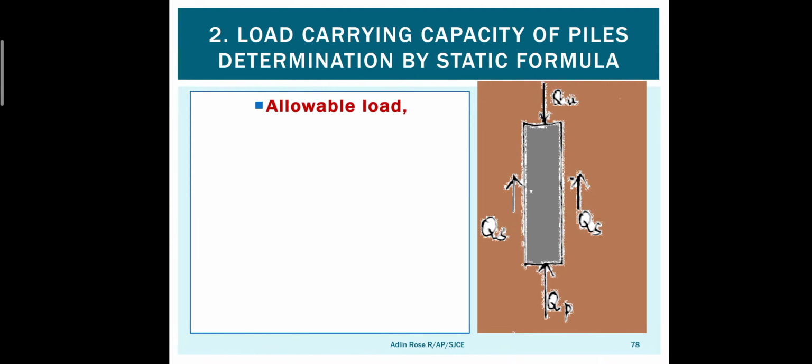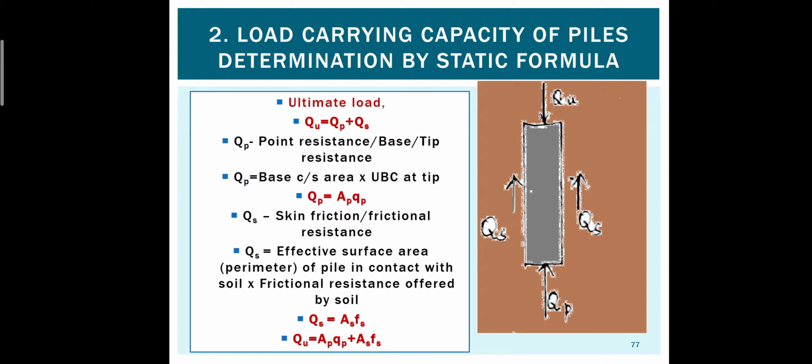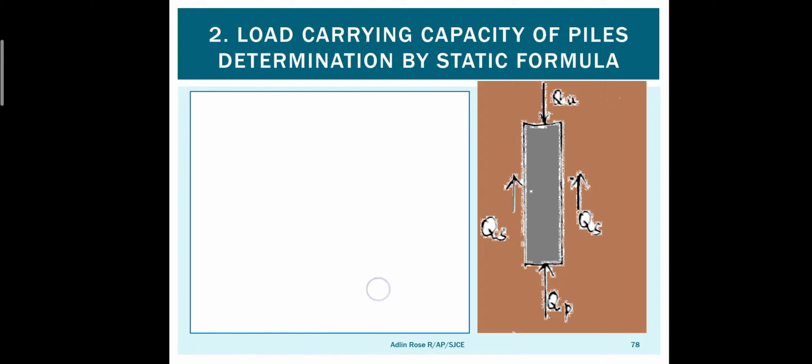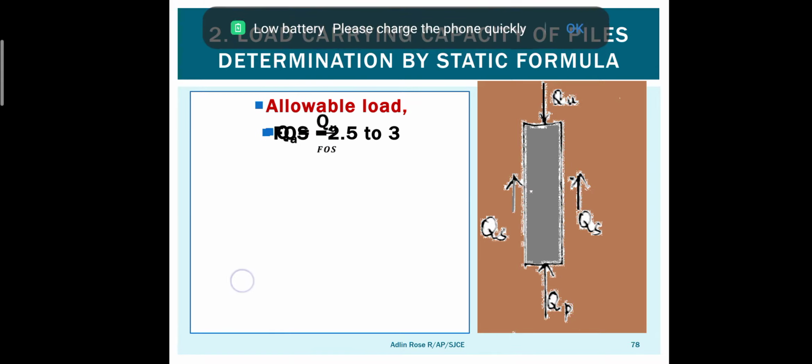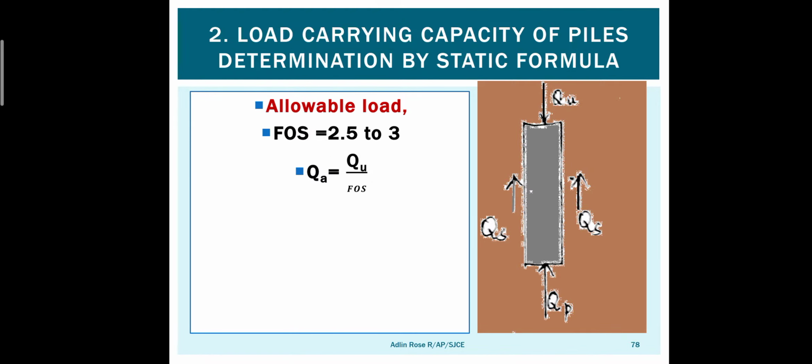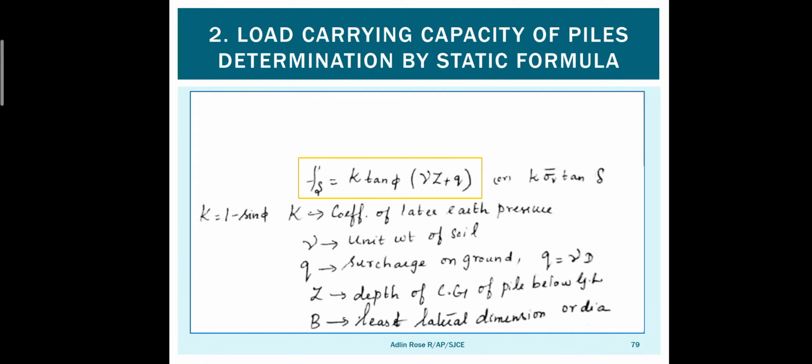Now allowable load is equal to, how will you find allowable load from ultimate load? Just divide the ultimate load by the factor of safety. We use a factor of safety of 2.5 to 3 in this static formula, and you used 6 in the ENR formula and 4 in Hiley's formula. Here we will use 2.5 to 3.